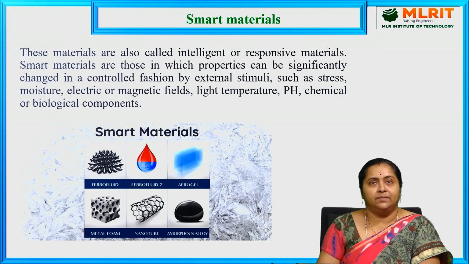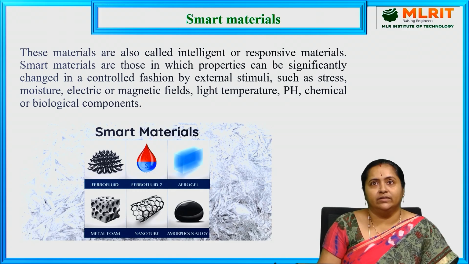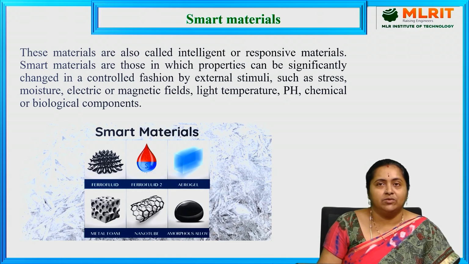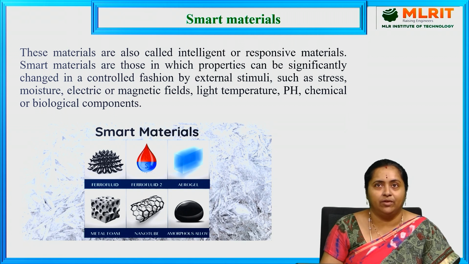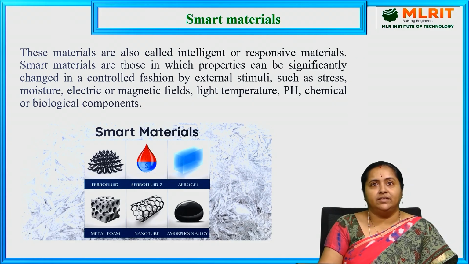Smart materials are the materials which behave intelligently or respond smartly based on the environment. That means input is taken from the surroundings or the environment, and accordingly it will change its behavior and properties. That is what we call a smart material. These are also known as intelligent or responsive materials, in which properties can be significantly changed in a controlled fashion by external stimuli.